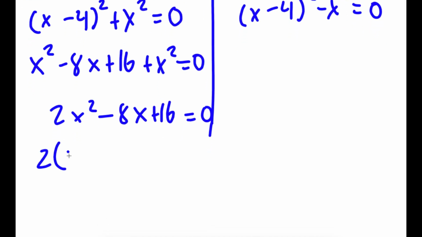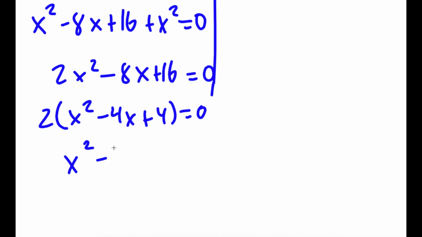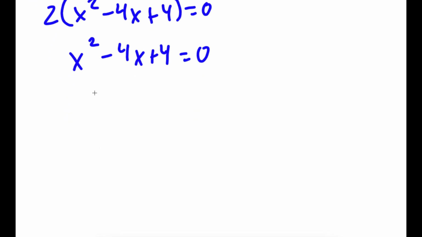Now I'm going to factor out 2, so I have 2 times x squared minus 4x plus 4 is equal to 0. So I have x squared minus 4x plus 4 equals 0 if I divide 2 on both sides. Now, I'm going to go ahead and use the quadratic formula, which is negative b plus or minus the square root of b squared minus 4ac.